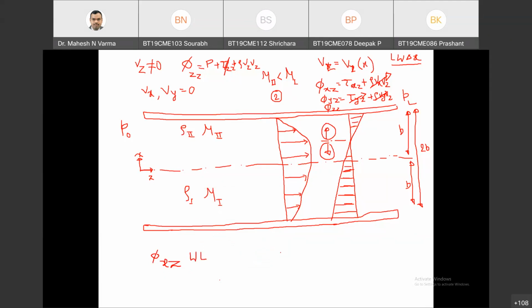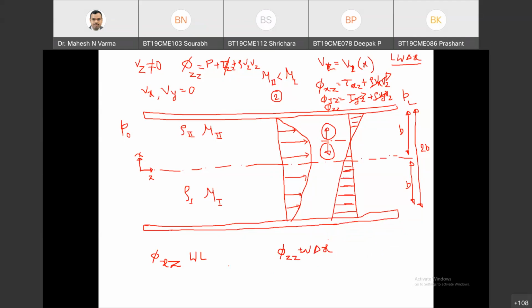What is the area perpendicular to phi zz? Phi ZZ. W into delta X. Very good. It will be W into delta X.